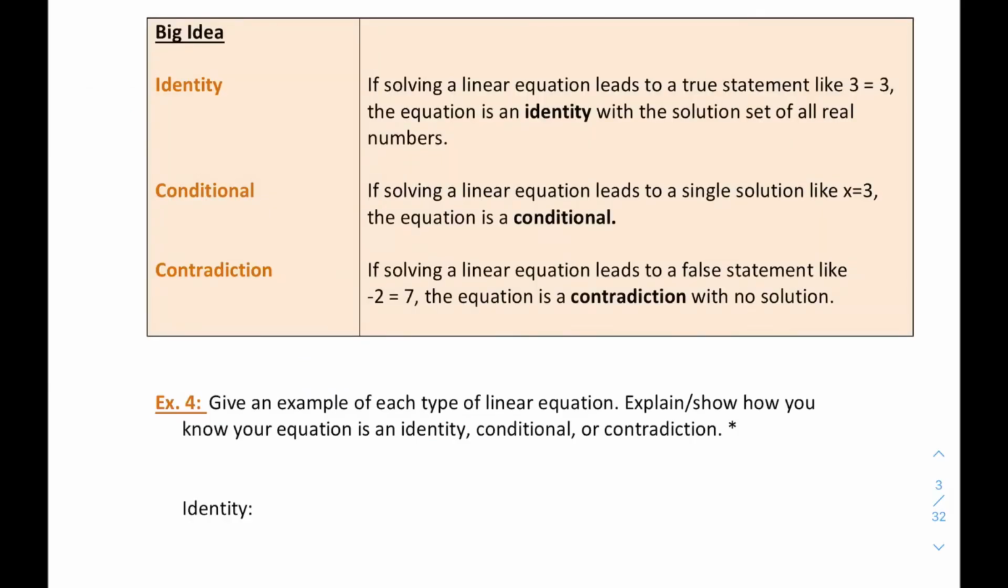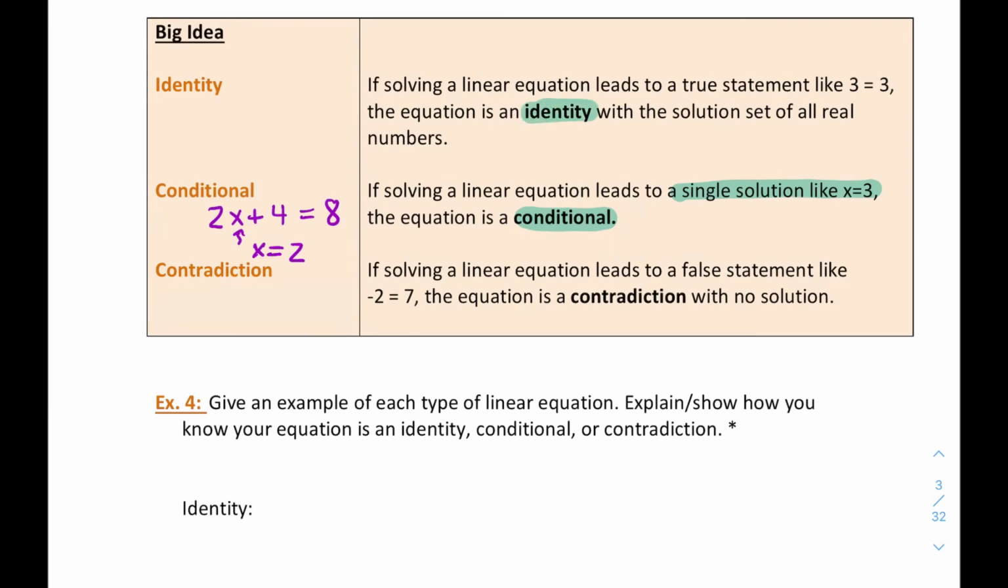There are 3 different types of linear equations: identities, conditionals, and contradictions. So the type that you're used to solving, that you just did up above, are what are called conditional linear equations, where it leads to a single specific solution. So basically your equation is true under the condition that your variable has some specific value. If you have an equation like 2x plus 4 equals 8, that equation is true under the specific condition where x equals 2. You also have special case types of equations, identities and contradictions.